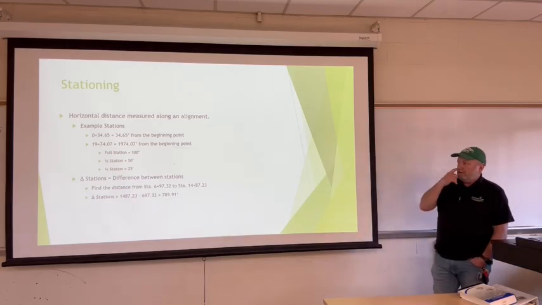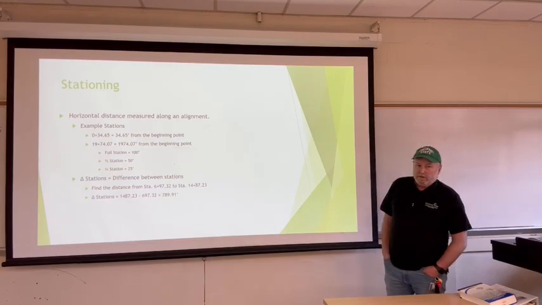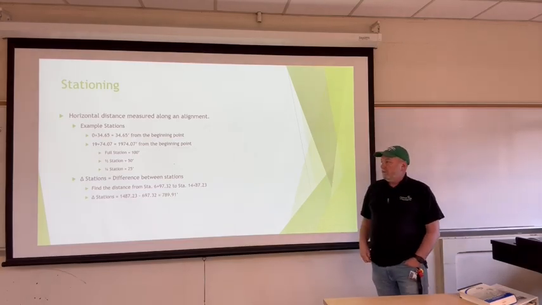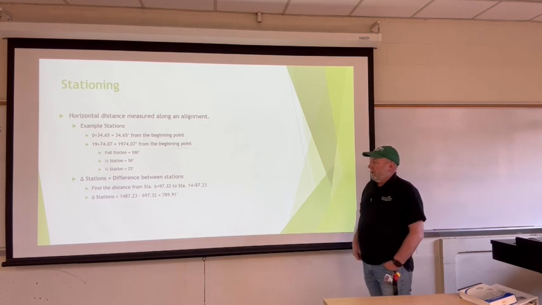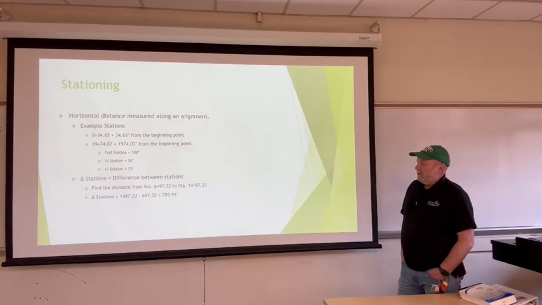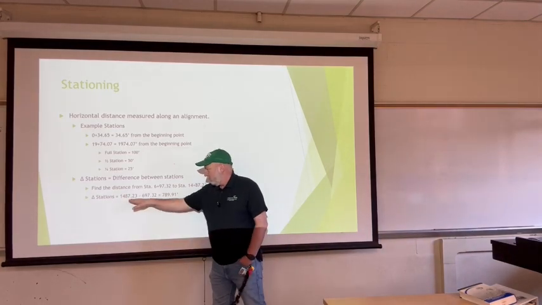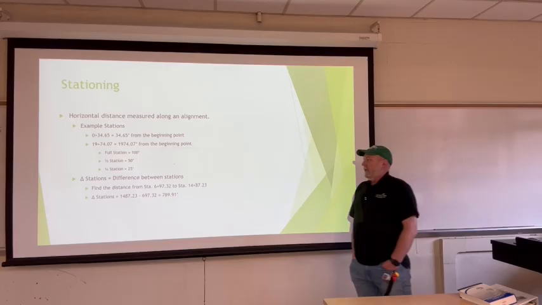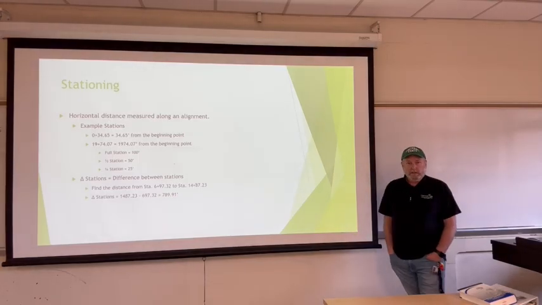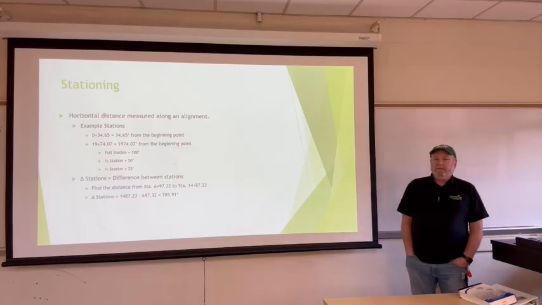You may see delta stations, which would be the difference between the stations, also the distance along that alignment between the stations. So for an example here, what's the distance between station 6+97.32 to station 14+87.23? You're just going to subtract. What's the difference between those stations? It's just going to be a simple subtraction. And then your distance between those two along the alignment would be 789.91 feet.